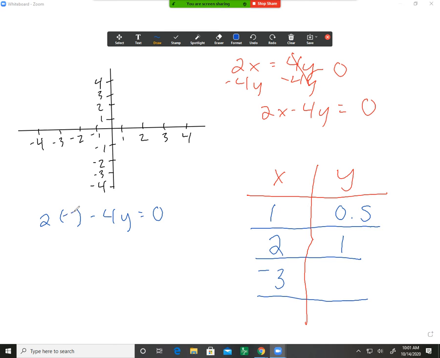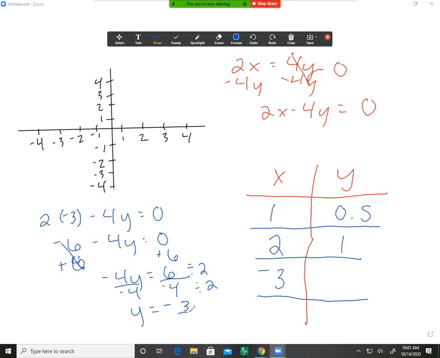So, x is now negative 3. What's 2 times negative 3? Negative 6. Negative 6 minus 4y equals 0. I got a minus 6, now I'm going to add 6 to both sides. Those will cancel. I got negative 4y equals 6, divided by negative 4. So y equals what? These can reduce by dividing by 2. So that's negative 3 over 2, which is negative 1.5.